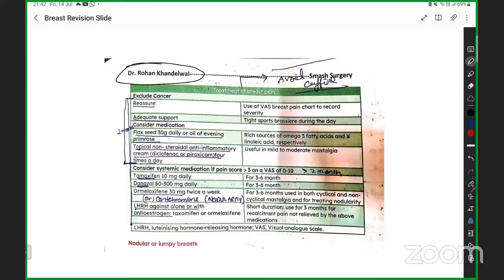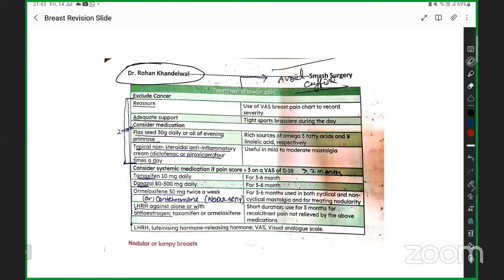Then you're going to consider medication. What are the medications you're going to consider? Number one, flax seeds 30 mg daily, or you can give oil of evening primrose. This was asked as an MCQ once in the entrance exam. Second is topical non-steroidal anti-inflammatory cream like diclofenac or piroxicam, 4 times a day. From reassurance to the topical NSAID cream, this can be given for 2 months.